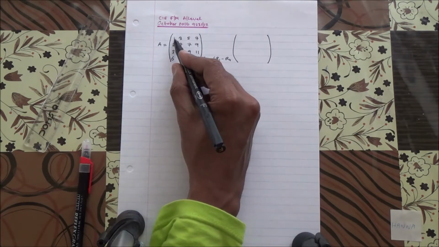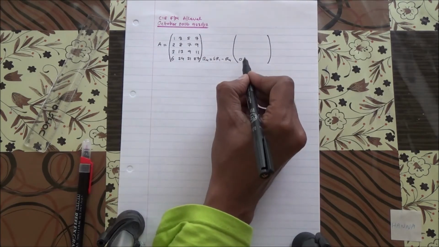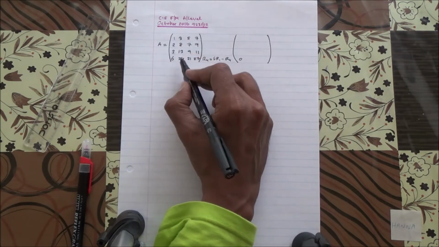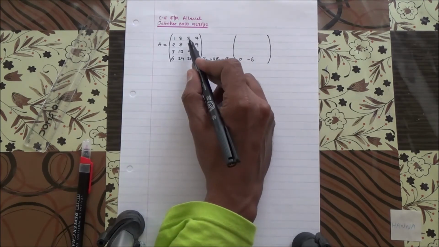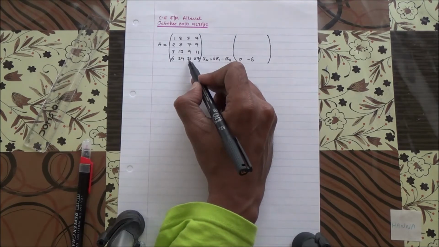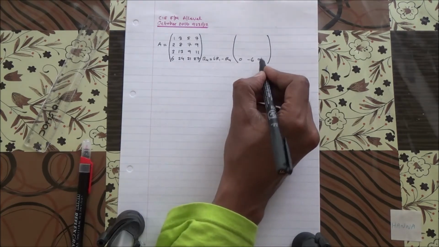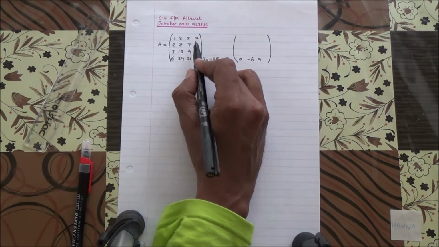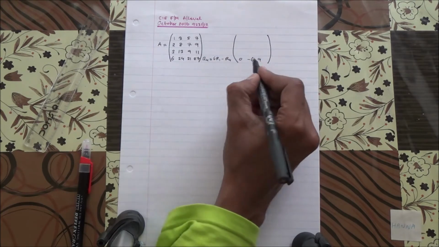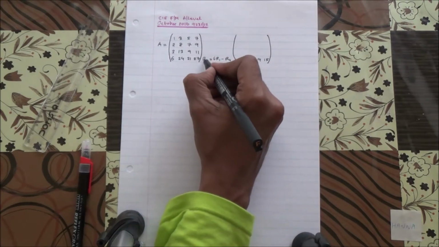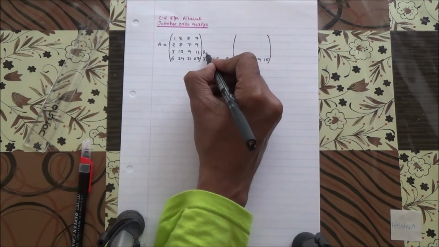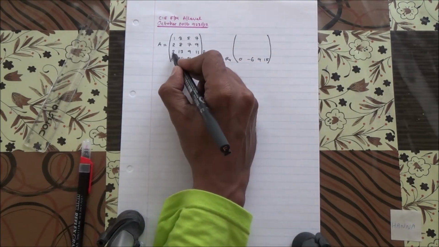that's going to give you 6 times 1 is 6, 6 minus 6 is 0. Then 6 times 3 is 18, 18 minus 24 is minus 6. Then you got 6 times 5 is 30, 30 minus 21 is 9. 6 times 7 is 42, minus 27, it's going to give you 15. Right, now we do the same for row 3. So row 3, our aim is to make this 0.